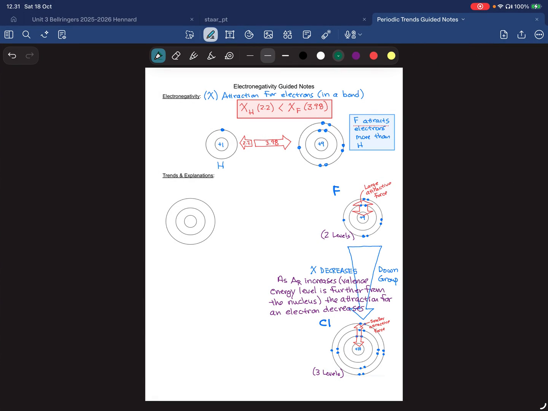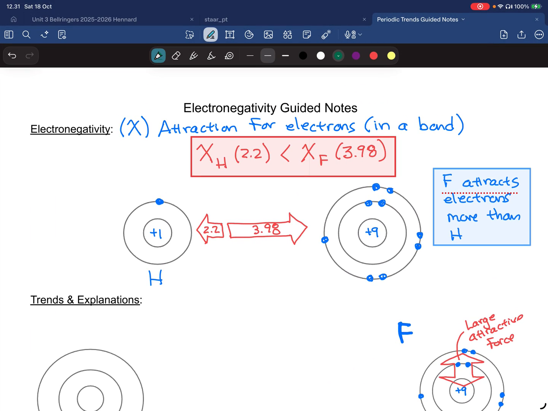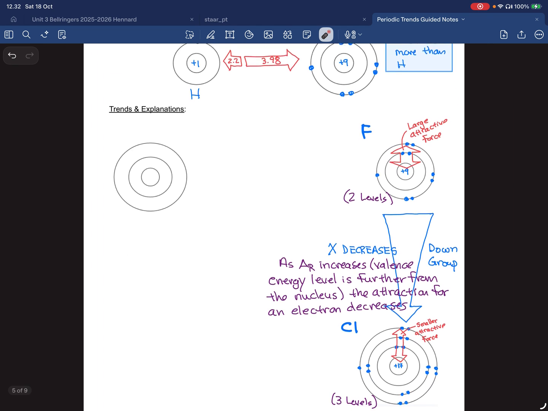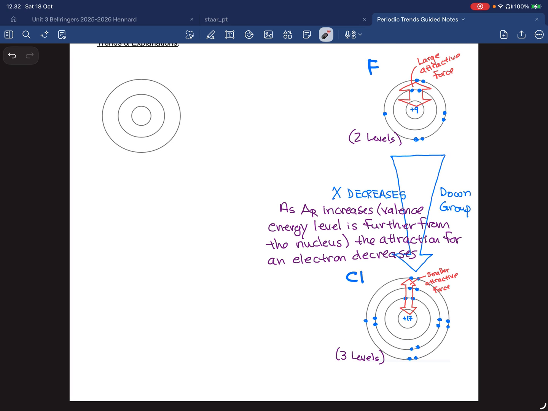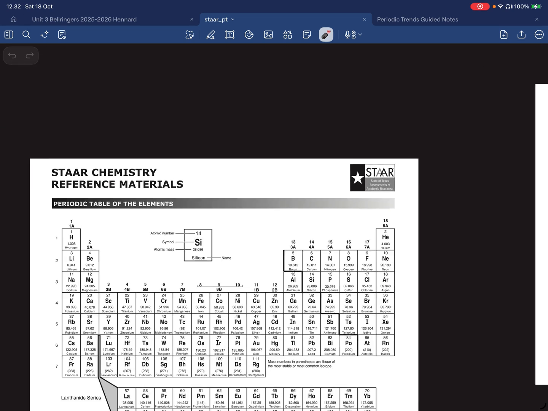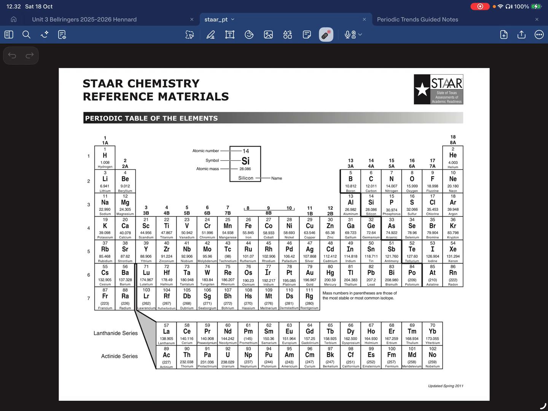Okay, ladies and gentlemen, back to electronegativity. Now remember, electronegativity is kind of the opposite of ionization energy. It's how much the atom attracts electrons, not how much energy is required to remove them. And a brief note about electronegativity. Because electronegativity is about attracting electrons.